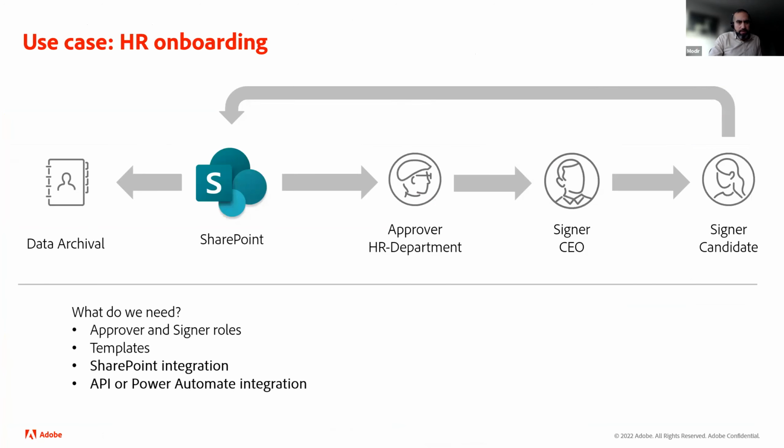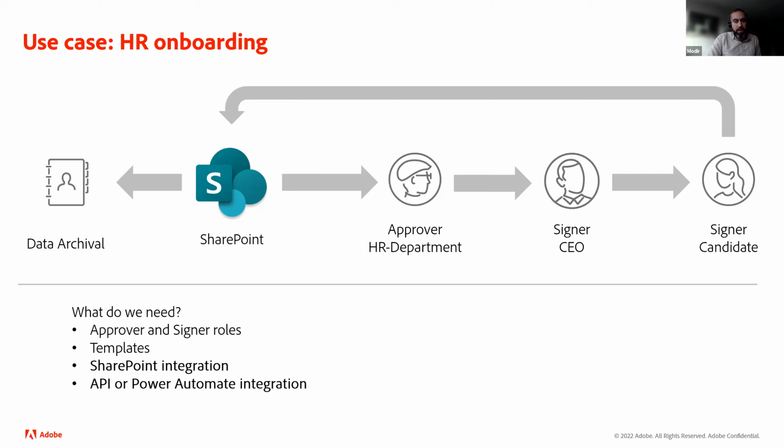Let's see, the presentation is slow today. There we go. So let's take a look at some scenarios where the different products could fit. Here the customer wants to automate a document workflow for new hires. The information about new employees is to be retrieved from a SharePoint list that goes to HR for approval, then the CEO for signing, and finally the new employee for signing. And when the new employee signs, the completed signed document goes back to SharePoint for archiving.